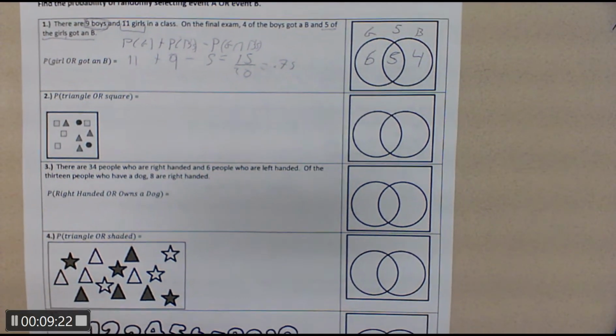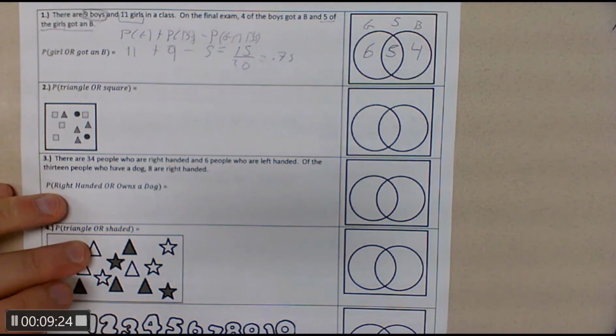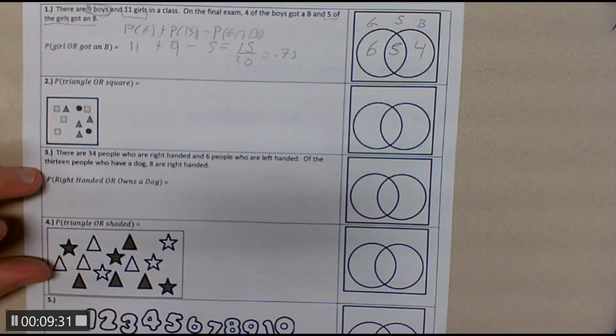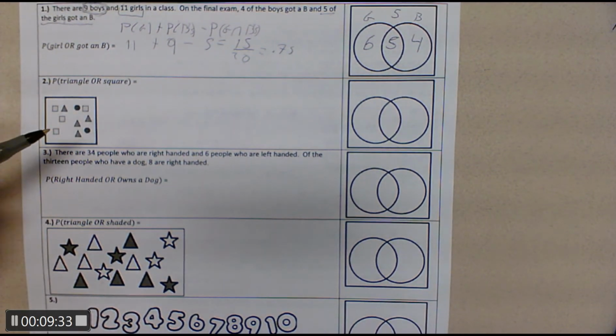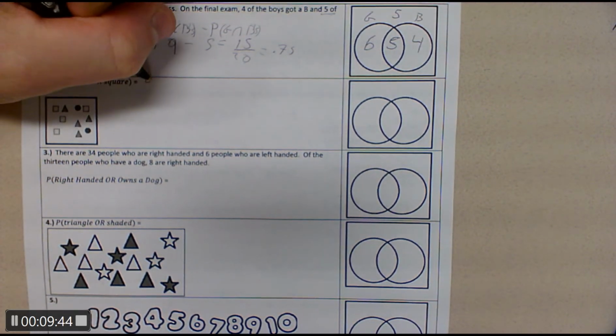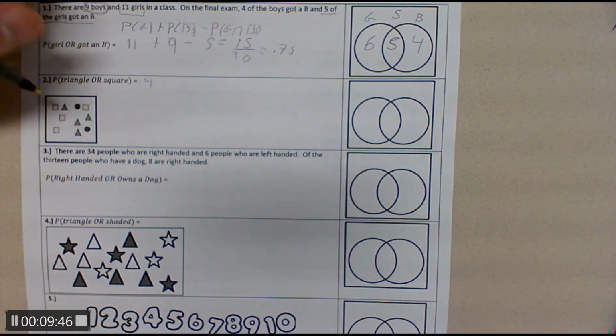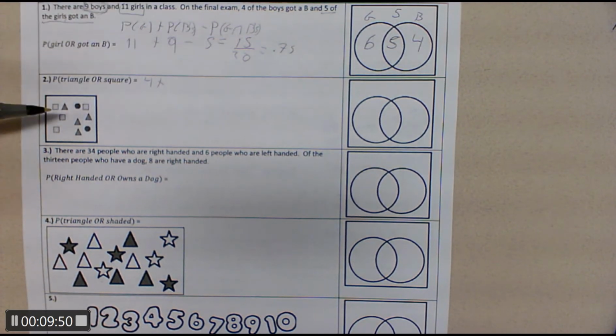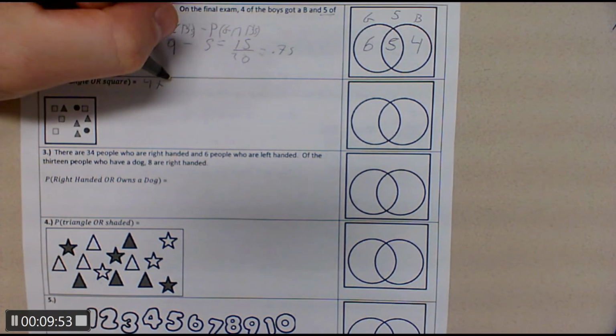Moving on. This one I'm not going to do with a Venn diagram because, yeah, I'm just not going to. Okay. So, triangle or square. Probability of a triangle or square. Looking at it, we can see that there are 10 total shapes. The probability of triangle, there were 4 triangles, right? 1, 2, 3, 4. Plus 4 squares. 1, 2, 3, 4 squares.